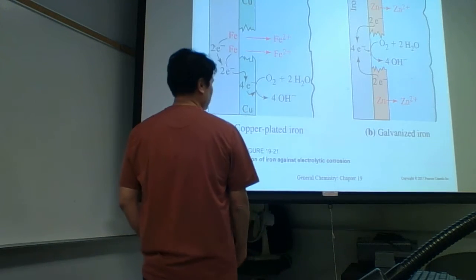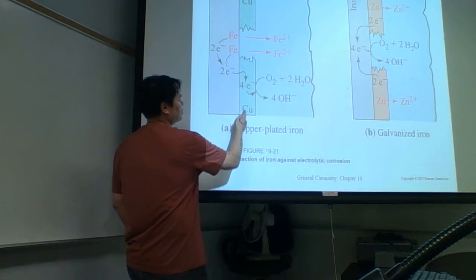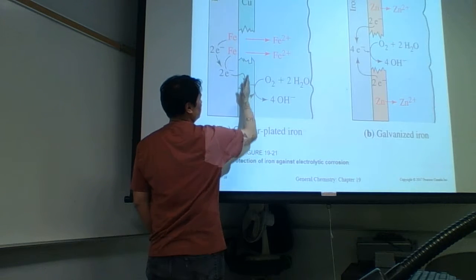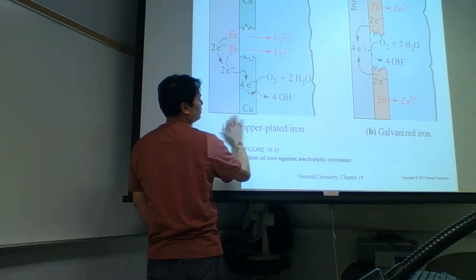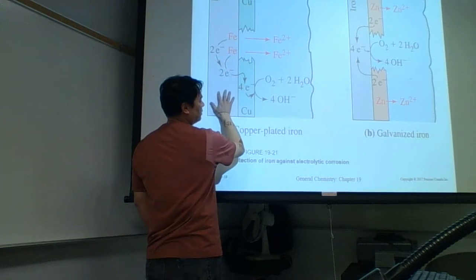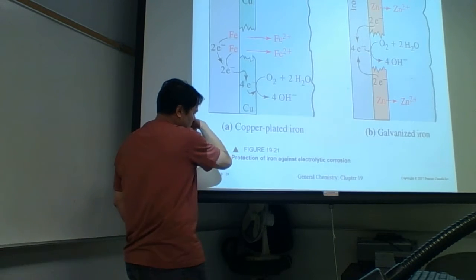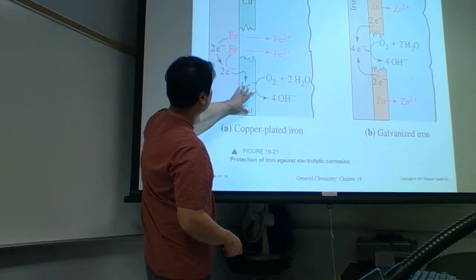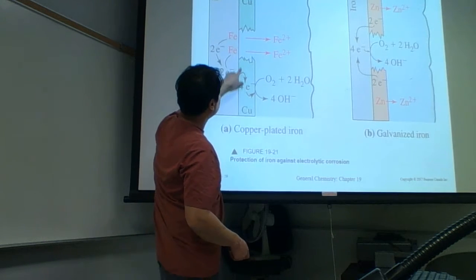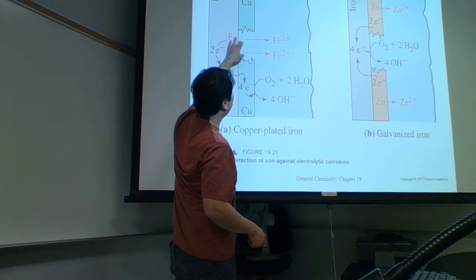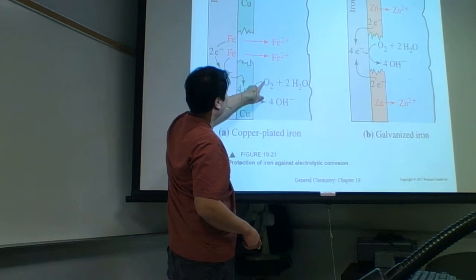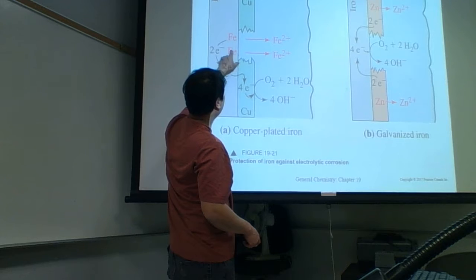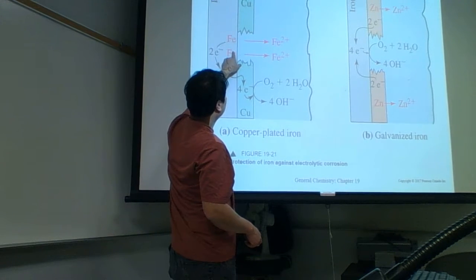The problem is, for example, some people try to electroplate copper on here. The reason they try to electroplate copper is that copper provides an inert barrier to protect the iron underneath. So, for example, the Statue of Liberty is copper-plated iron, or copper-coated iron. The problem is that if there's any gap here, then the cathode is going to be the copper and the anode will still be the iron.